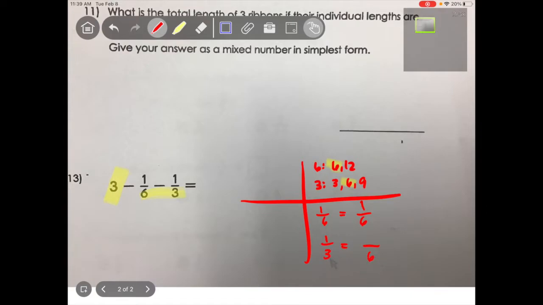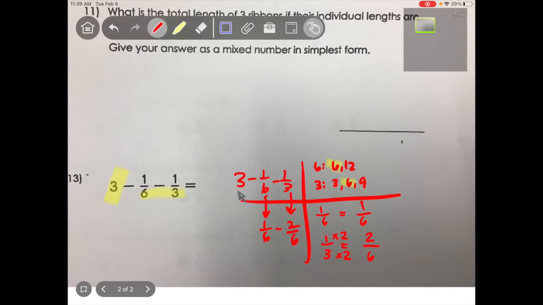So I ask myself, 3 times what gets me to 6? 3 times 2. So whatever we multiply the denominator by, we multiply the numerator by. 1 times 2 is 2. So now, if I'm thinking about my problem, 3 minus 1/6 minus 1/3, okay? 1/6 just stayed 1/6. 1/3 became 2/6. That's the equivalent fraction in 6.